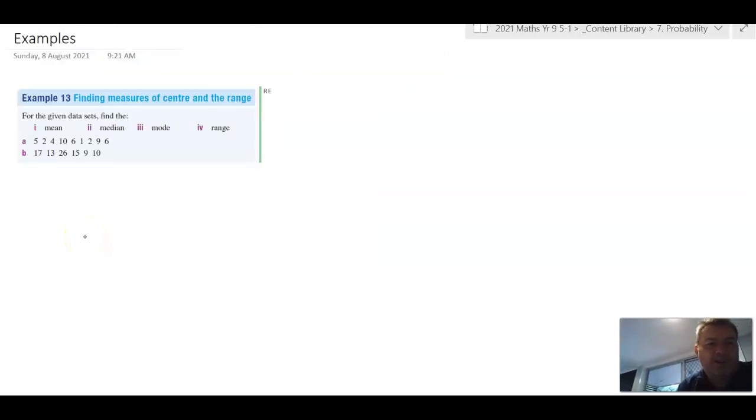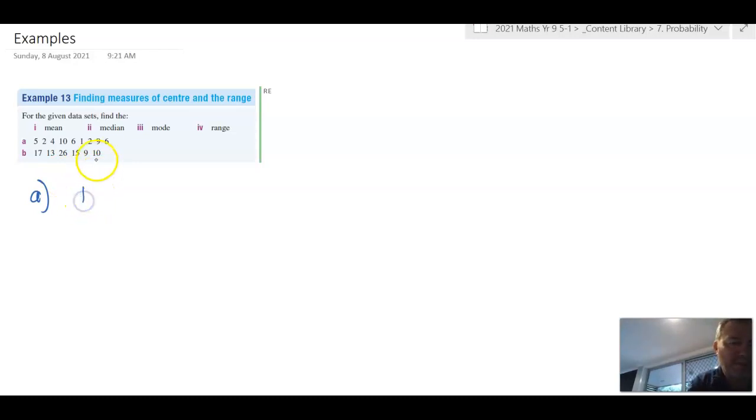In this first example, there are a few examples here, we're going to find the mean, the median, the mode, and the range for these two sets of data. The first set of data is A. My first step is to write out this set of data in ascending order, in other words, from smallest to largest.